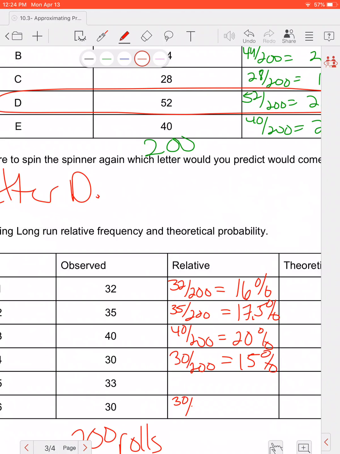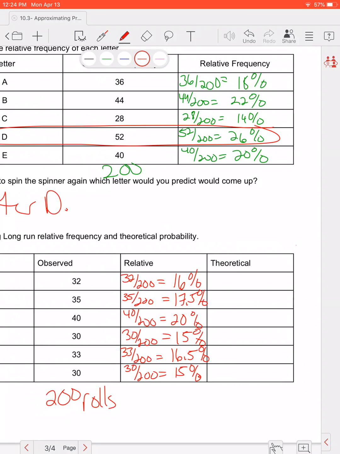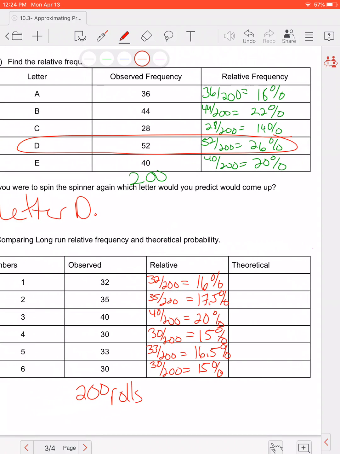And I'm seeing that's the same down here, so I'm just going to hop here so I don't have to think too much. And then 33 divided by 200 equals 16.5%. Okay, and if I were to add all those up, I would get 100%, which is perfect. So I can see here I'm getting these percentages for each number appearing when I roll a die.